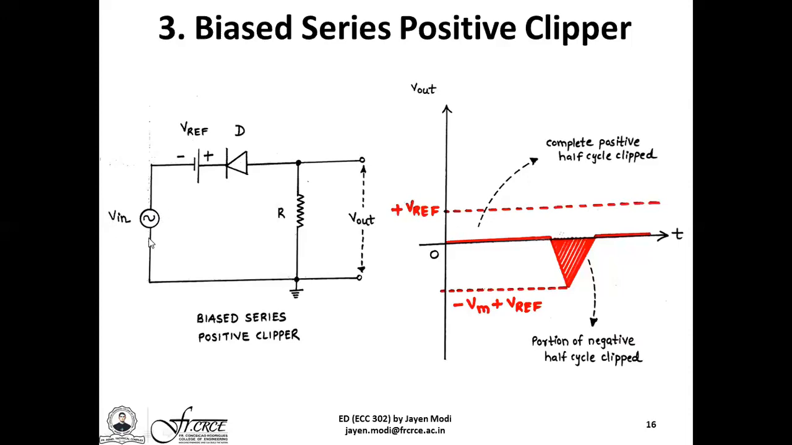Once Vin becomes more negative compared to the reference voltage Vref, this particular reference voltage will have no effect on the diode. In fact, it will be the AC input signal, due to the negative half cycle, which will actually turn the PN junction diode on, because you have a negative sign here on top and you have a positive sign below.